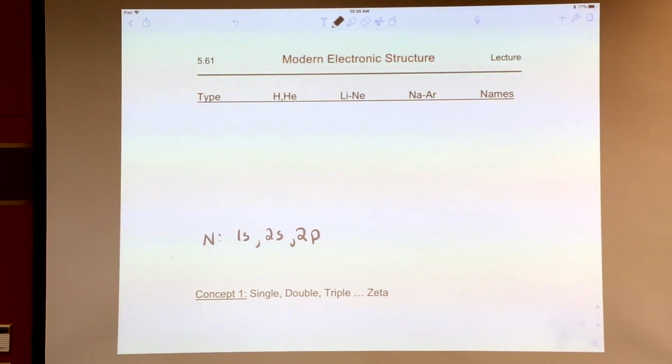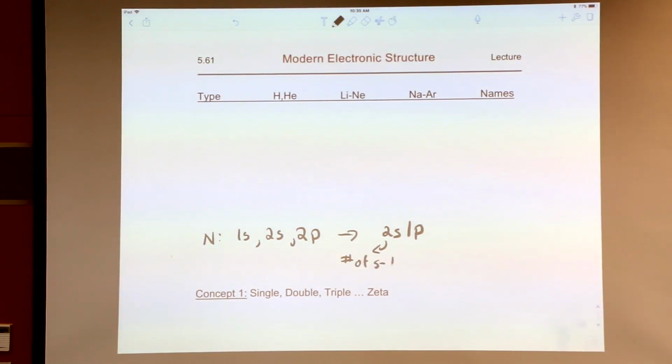Now, I'll get writer's cramp if I have to write all of these things out, so I'm going to develop a shorthand. When I have 1s and 2s, I'm just going to denote that as 2s. That's not indicating that 2s is the last function. It's indicating that there are two of them. So I have two s-type functions, one that's sort of core-like and one that's sort of valence-like. And then I have one p-like function, so I'll put 1p. So that's just telling me how many of each of these things I have. This is the number of s-type functions, and this is the number of p-type functions.